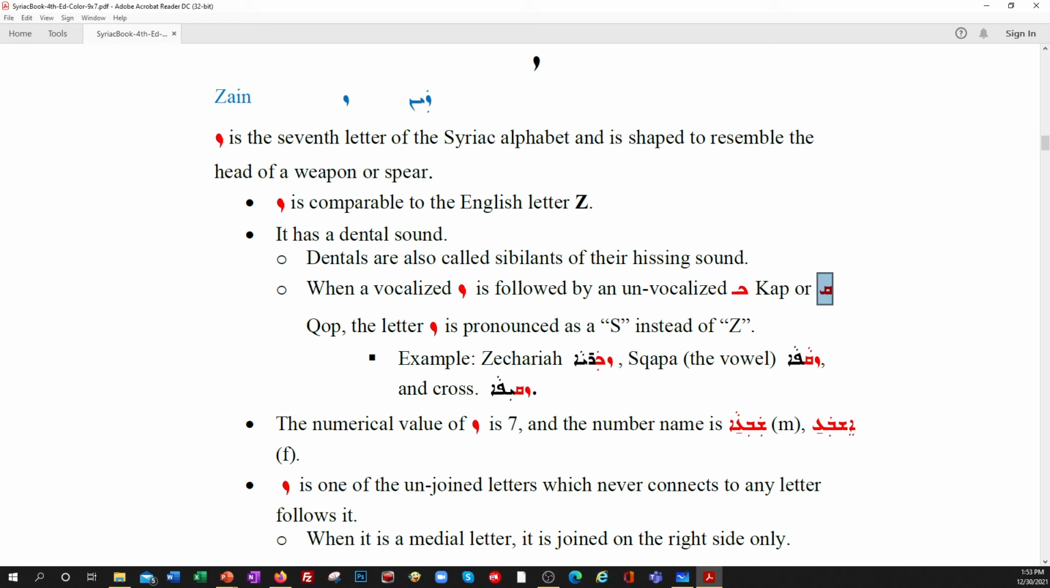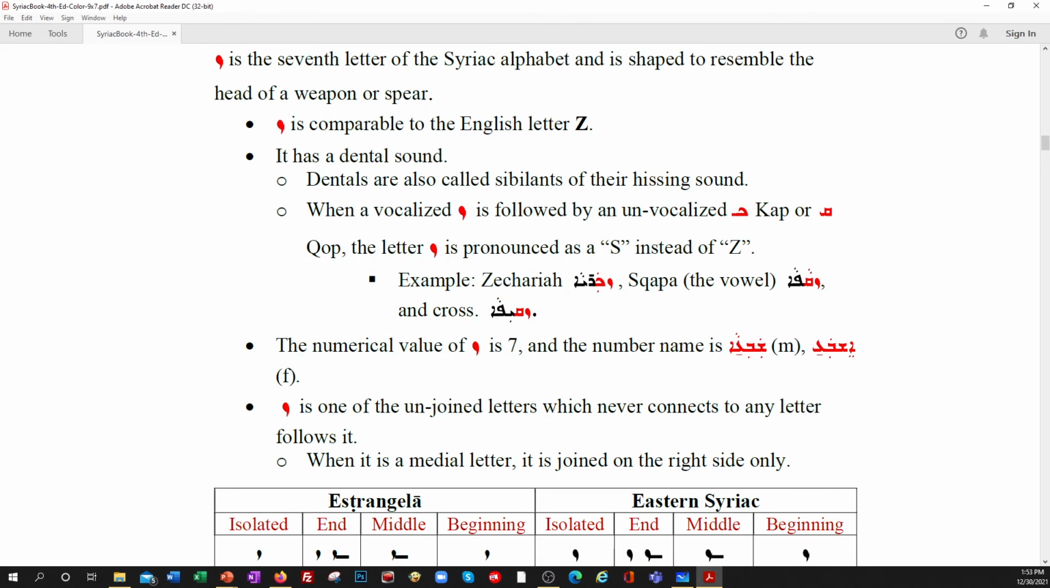Example, Skharya. Do you see Skharya in here? Skharya. And the vowel skapa, we say skapa. And another word here, skipa. The numeric value is 7. The name number is ՇΑმაგრ for male, Յάννη for female.